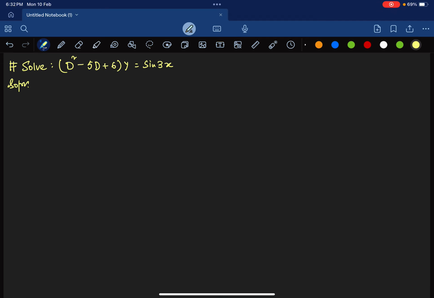So here the solution, yc is going to be c1 e power 2x plus c2 e power 3x. Verify this one: write down the auxiliary equation and from there you solve, you will get yc. Now the next part, that is yp, I am doing here.